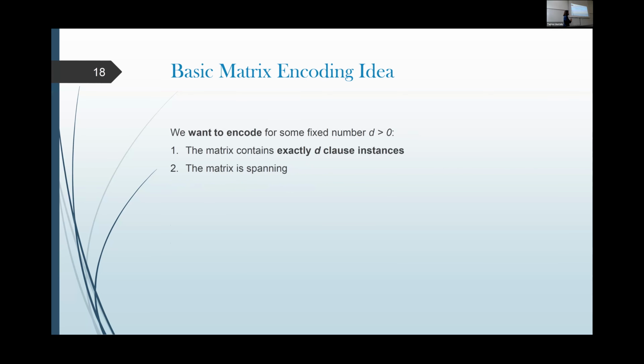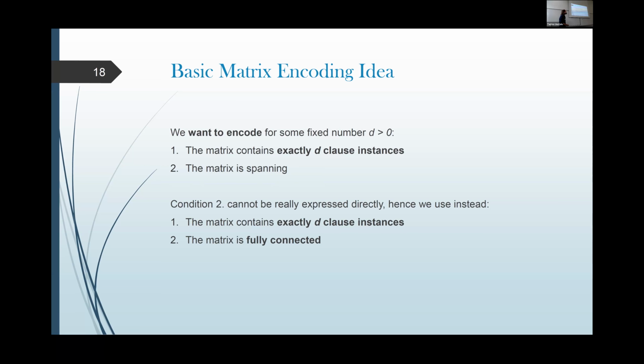Okay, the encoding idea is fairly simple. We just have two constraints. The first one is that we have exactly 3 clause instances in the matrix, and the other one is that this matrix is spanning. However, it turns out this is not really possible because this is not in NP. So therefore, we will use a slightly relaxed definition, which is in fact in NP, namely that the matrix contains exactly 3 clauses and that the matrix is fully connected. And as I told you before, a matrix being fully connected just means each literal in the matrix is connected to at least something else. So this is a weaker definition of being spanning, but as it turns out, it's mostly sufficient.